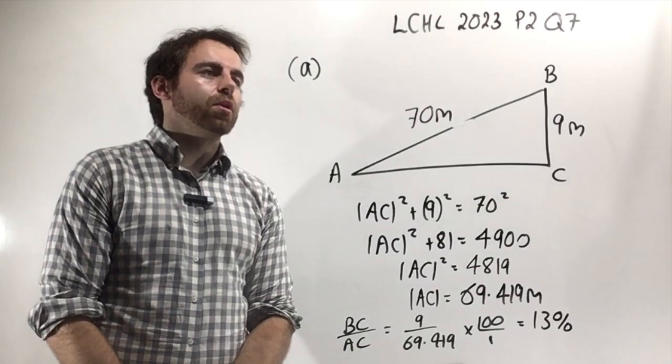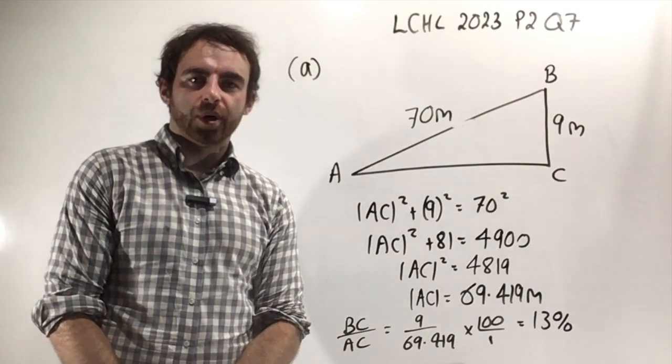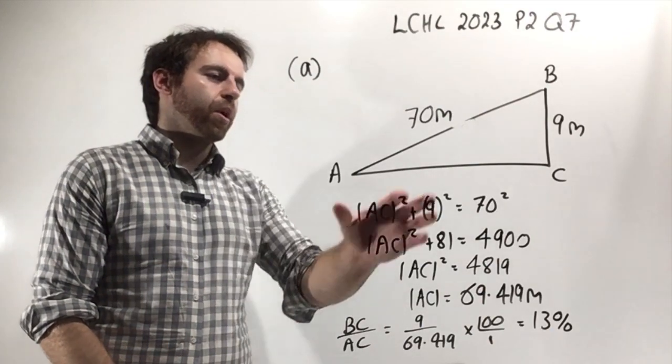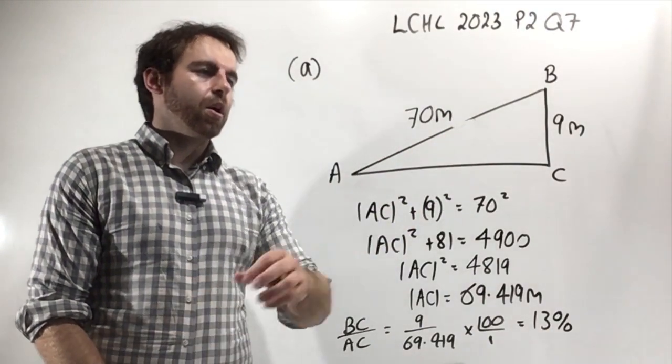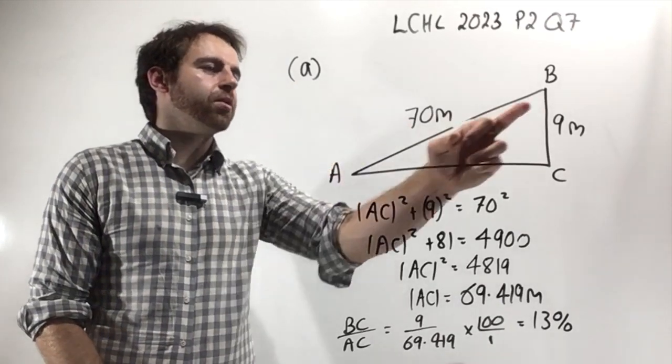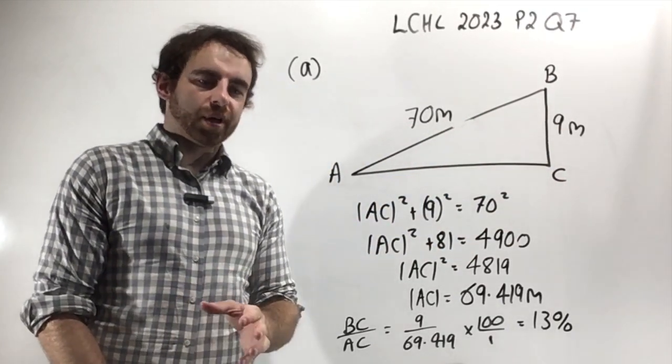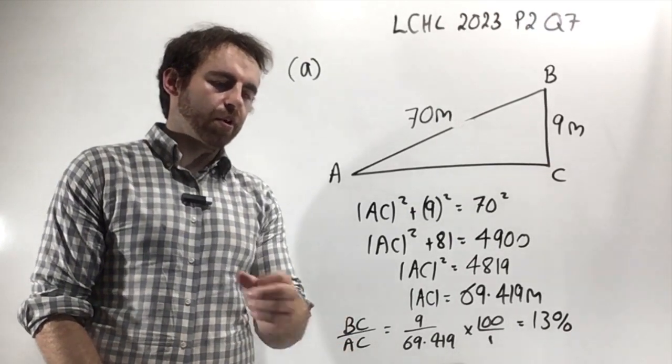In this tutorial, we're looking at 2023 paper 2 question 7, and it's mostly about trigonometry. In the first part of this question, we're given a right angle triangle. We know the hypotenuse is 70 meters and we know the perpendicular height is 9 meters. We're asked to work out the ratio of BC over AC.